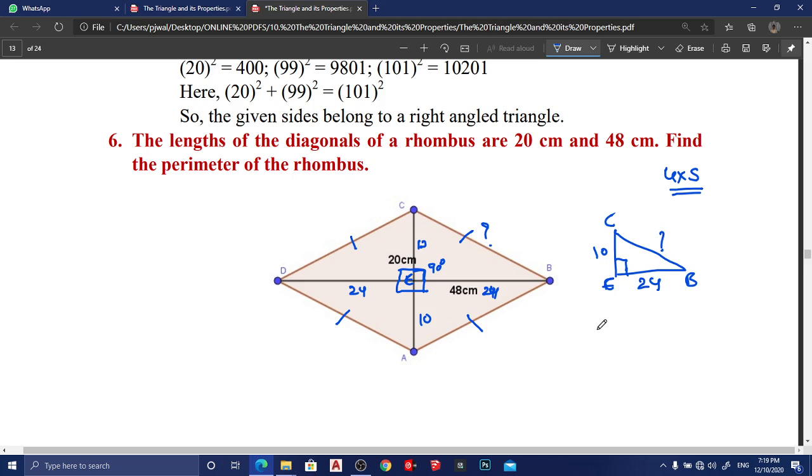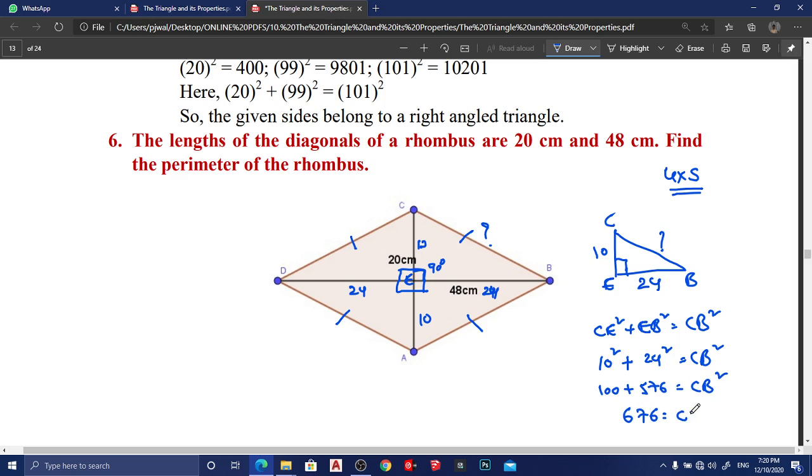What is the Pythagoras theorem here? CE square plus EB square is equal to the hypotenuse square, which is CB square. Perpendicular CE square plus base EB square is equal to the hypotenuse CB square. So what is CE here? 10 square plus EB, which is 24 square, is equal to CB square. So now this is 100 plus 576, which is equal to CB square.